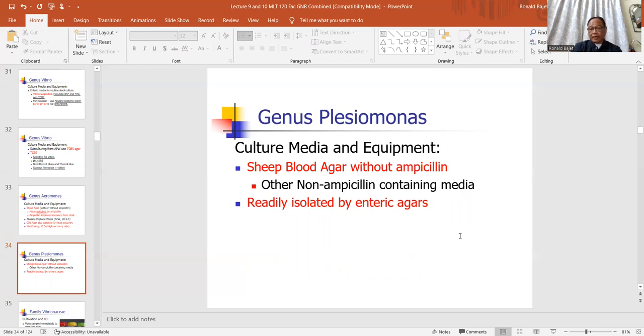For Plesiomonas, the one that's found in reptiles, transmitted by reptiles, you isolate it on sheep blood agar without ampicillin, okay? Maybe the ampicillin will kill it, right? But make sure there's no ampicillin present when you're culturing for Plesiomonas, and it's readily isolated from the enteric agars, which is the normal stool medium.